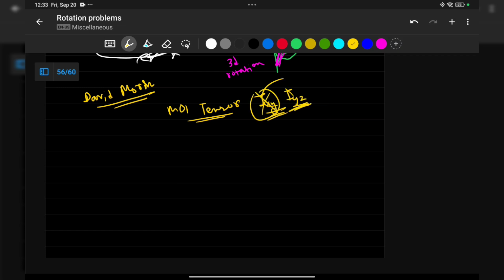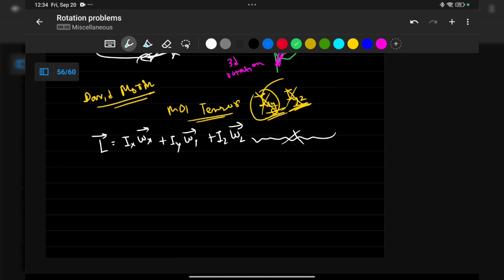So I will give you something: in 3D rotation, L is equal to Ix omega x plus Iy omega y plus Iz omega z. There are many more terms, but they get cancelled, at least for the bodies you will get, those terms will get cancelled. So I will not write this.